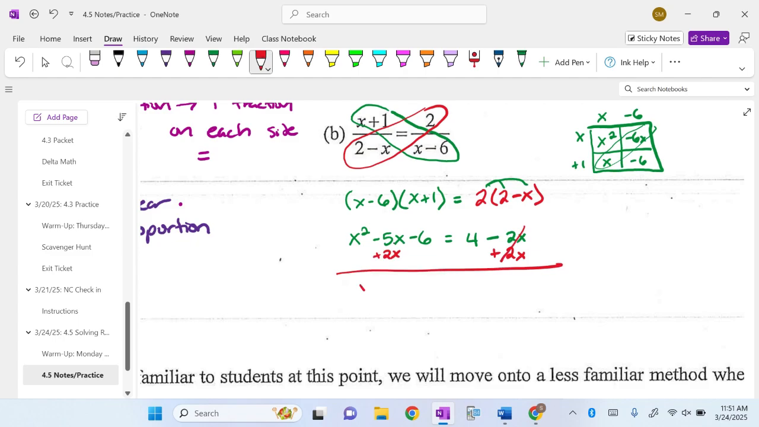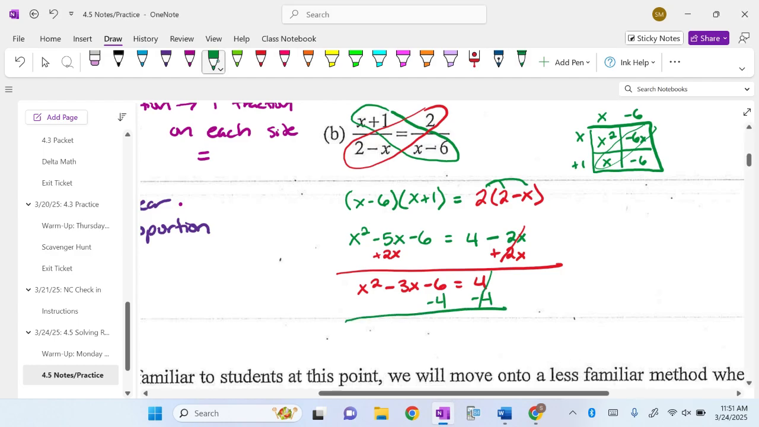That goes away. I'm left with x squared minus 3x minus 6 is equal to 4. Still don't have one side equal to 0, so what do I have to do next? Subtract the 4 from both sides, and where does the 4 subtract to? The negative 6. Remember, it's like combining like terms. So that goes away. x squared minus 3x minus 10 is equal to 0.